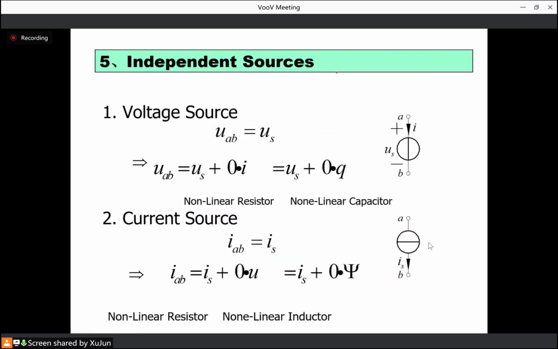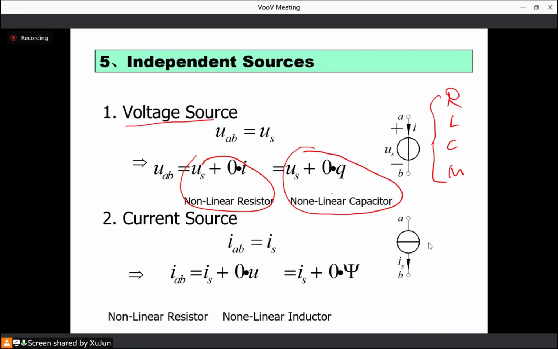Okay, for the independent source, we have discussed only 4 kinds of basic components, R, L, C, M. The independent source is not a basic component. For the voltage source, UAB equal to US, we can treat it as US plus 0 multiple I. So this is a nonlinear resistor. We can also write it as US plus 0 multiple Q. This will be a nonlinear capacitor. So the voltage source, we can treat it as a resistor or a capacitor.